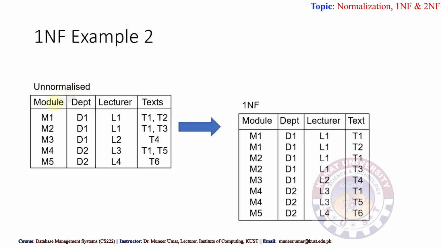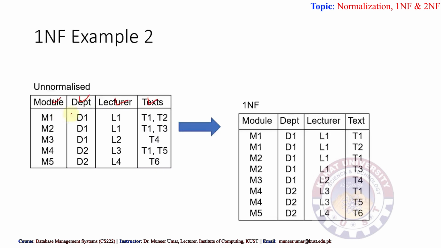Here we have some attributes. The first one is module, then department, then lecturer, and then text. Actually it is about studies, which module is offered in which department, which module is taught by which lecturer, and which texts are followed by the lecturer in a module.